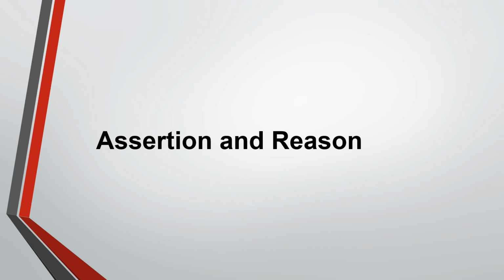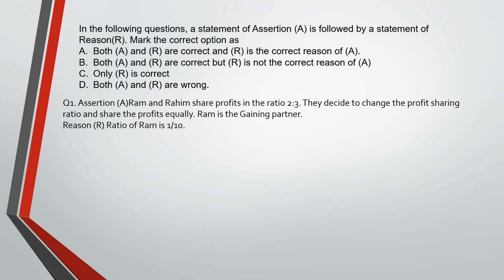Now let us move on. Let us do some assertion and reasoning questions for your understanding. The first question we have is, in the following questions, a statement of assertion is followed by a statement of reason. Mark the correct option as: in case both assertion and reason are correct and reason is a correct reason of the assertion, then you have to mark A.